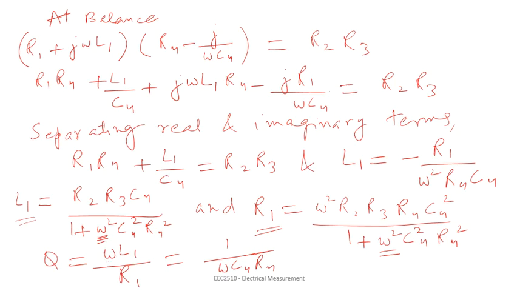Now let us try to do a little modification in these expressions. As I had defined the Q factor to be 1 over omega C4 R4, let us substitute this in the given expression of L1 and see what we get. So this L1 will come out to be R2 R3 C4 over 1 plus (1 over Q) whole squared.